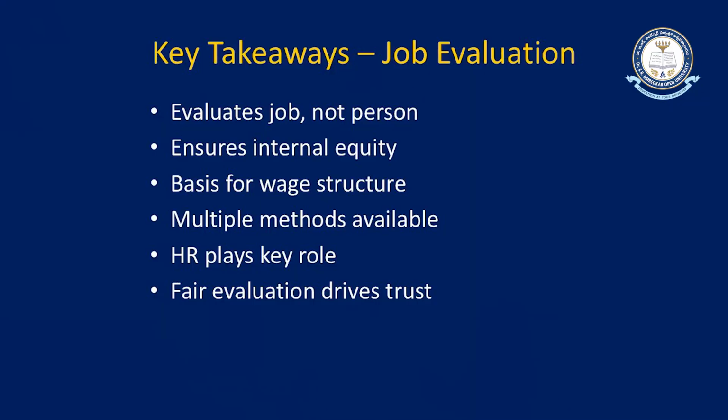So at the end, let's wrap up and look at the key takeaways of job evaluation. Today we have seen that job evaluation looks into the evaluation of the relative worth of the job. It's not about the person, it's always about the jobs. It ensures internal equity and fairness, and is the basis for the wage structure. What you see as a wage structure is an outcome of job evaluation, and you can have multiple methods, and it is purely on the basis of the purpose of the organization that you adopt one or two methods.